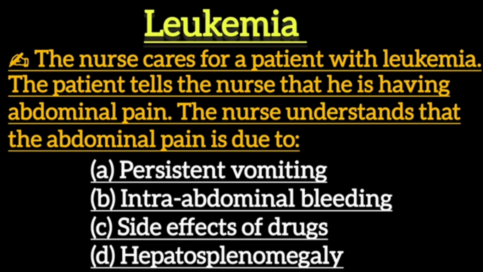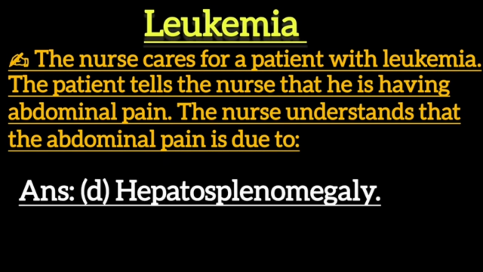Next one is, the nurse cares for a patient with leukemia. The patient tells the nurse that he is having abdominal pain. The nurse understands that the abdominal pain is due to option A, persistent vomiting. Option B, intra-abdominal bleeding. Option C, side effects of drugs. Option D, hepatosplenomegaly. Correct answer is option D, hepatosplenomegaly.